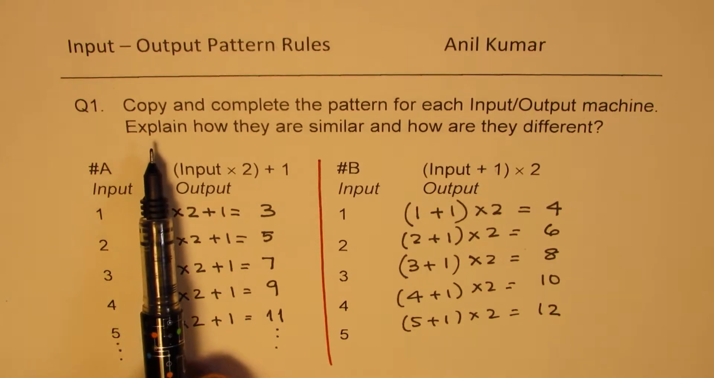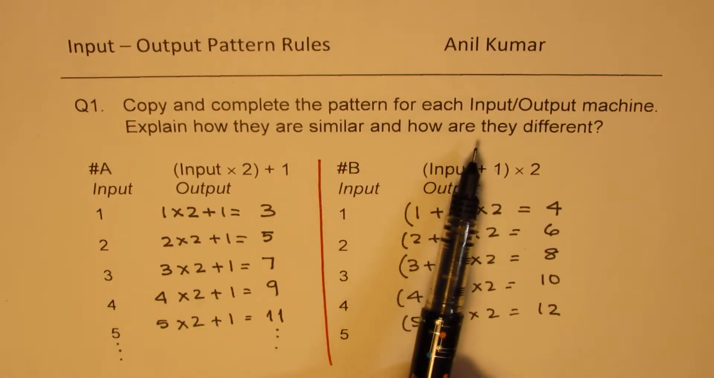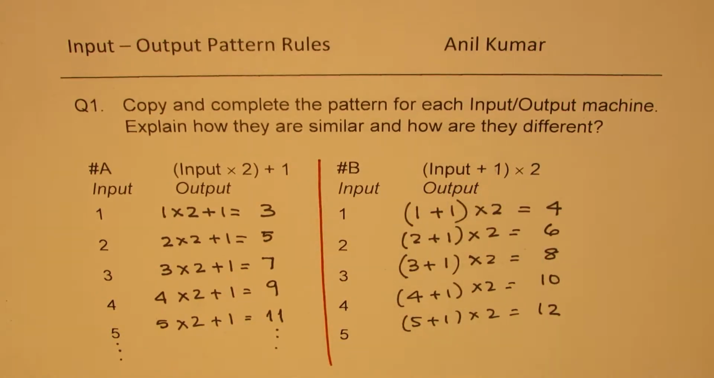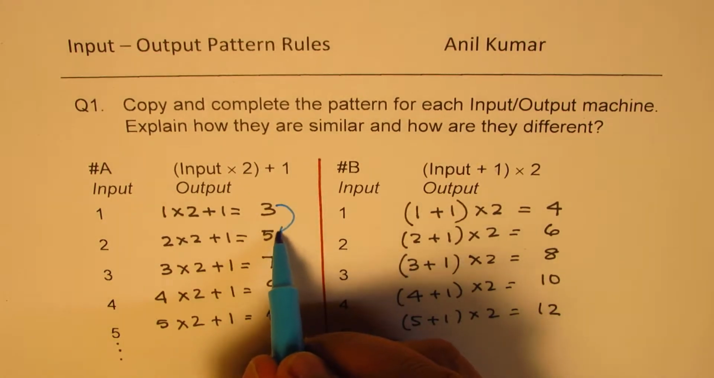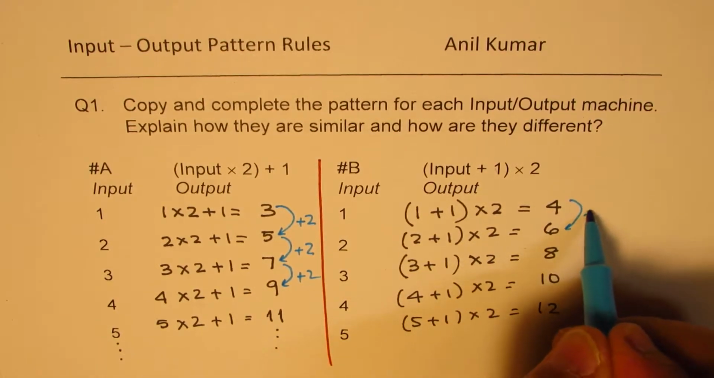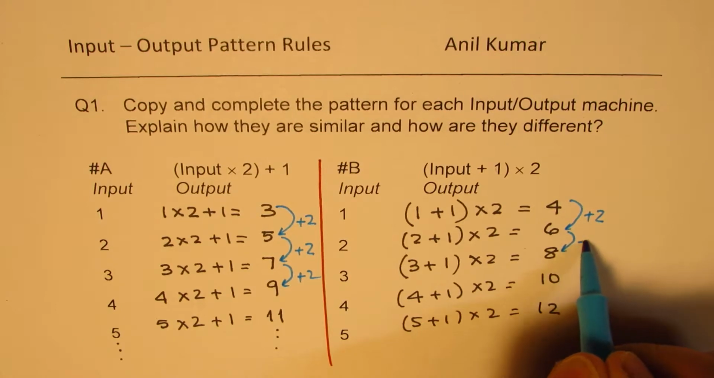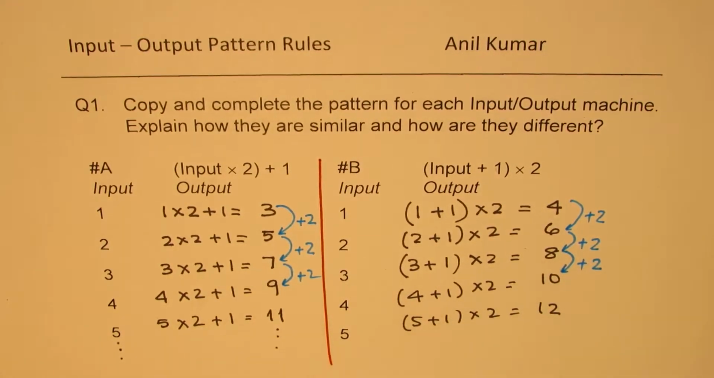Now, the second part of the question is how they are similar and how they are different. So as far as similarities go, what can you say? As we go from 1 to 2, we are adding 2. So in each case, we are adding 2. In this case also, we are adding 2. So that definitely is a similarity, correct? So that is similar.